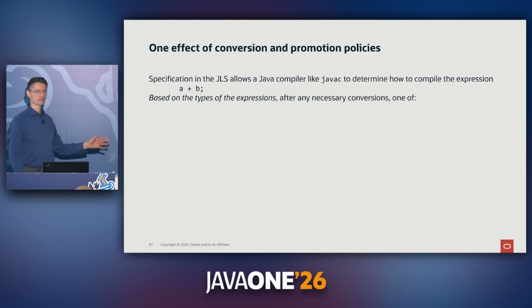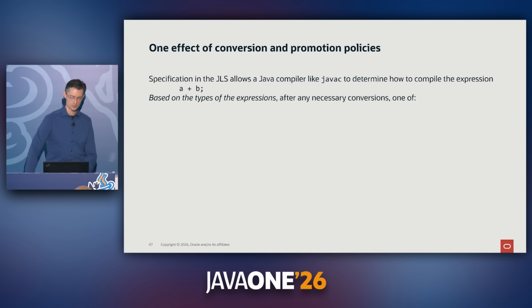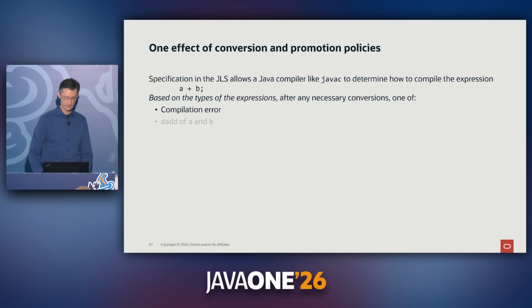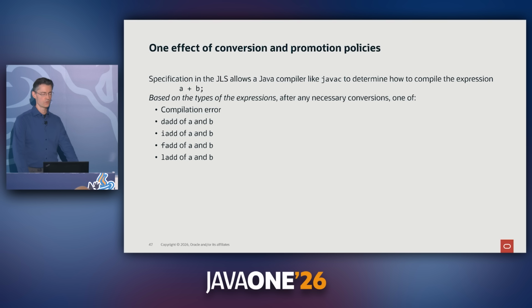So what is the effect of all these specification requirements from the Java virtual machine and the Java language specification? Those specifications allow javac to know how to compile an expression like a plus b based on the types of the a and b expressions. After any necessary conversions, the options for javac are: have a compilation error, so failure is an option here. Another option is to pick which of the 4 virtual machine instructions implement a differently typed add, if it's a double add, an int add, a float, or a long.